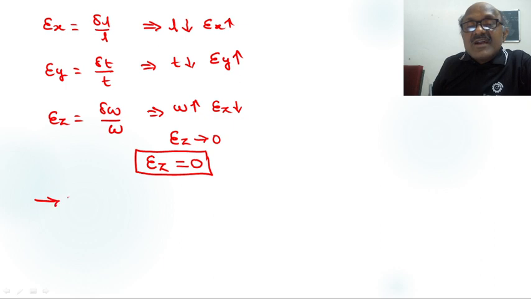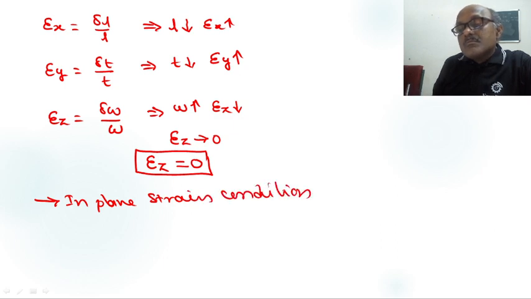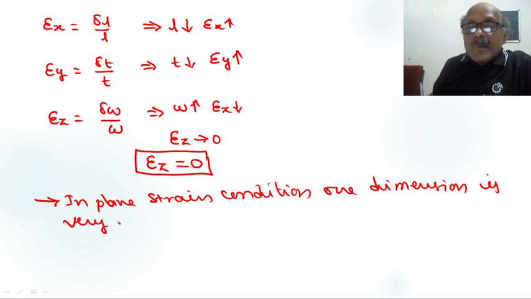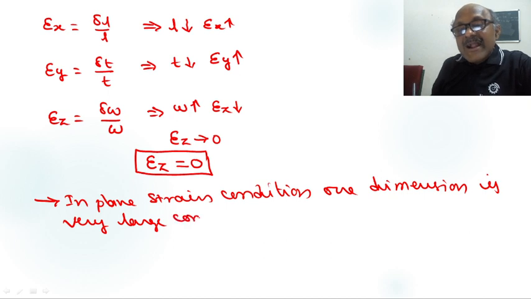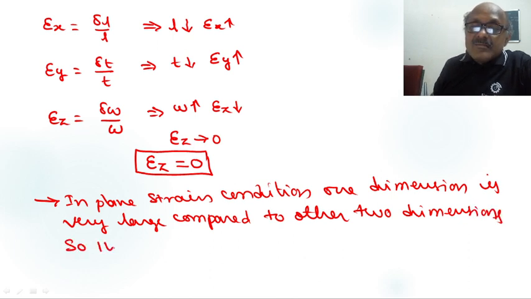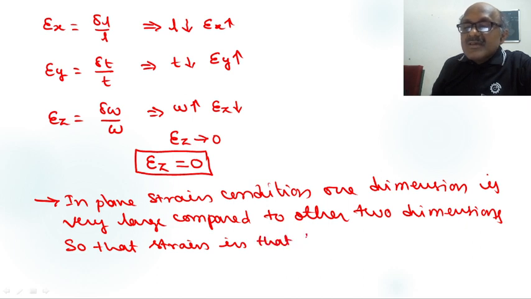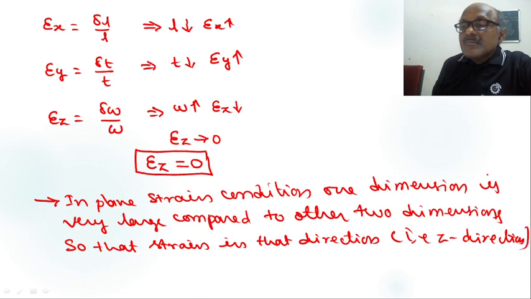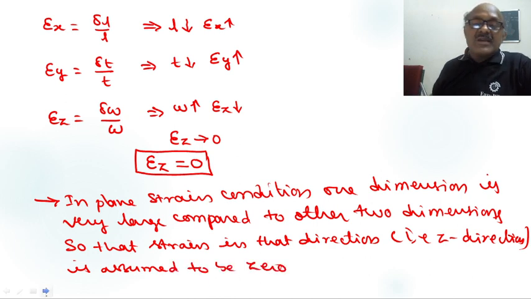Clear? In plane strain condition, one dimension is very large compared to the other two dimensions, so that strain in that direction, here that is z direction, is assumed to be 0. Assumed to be 0, my dear students.